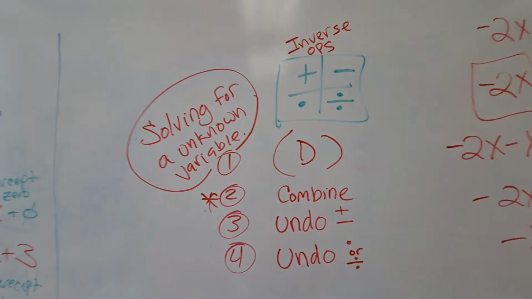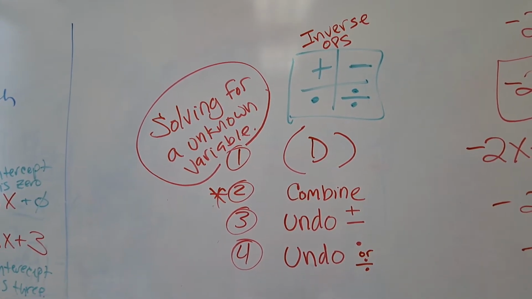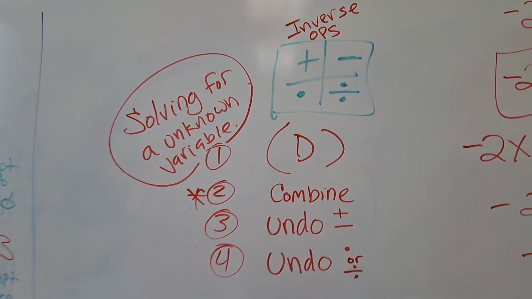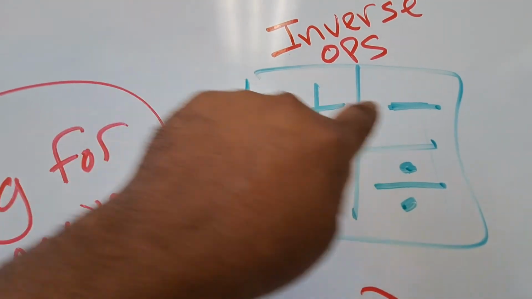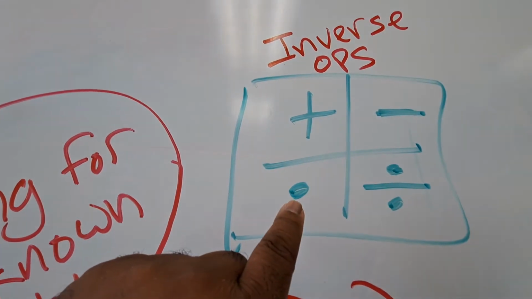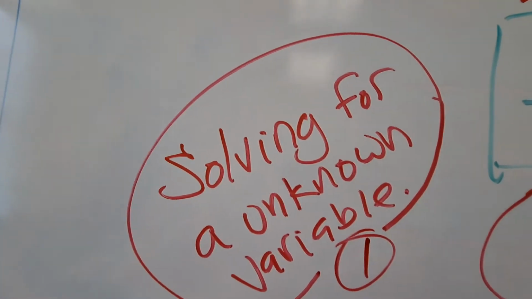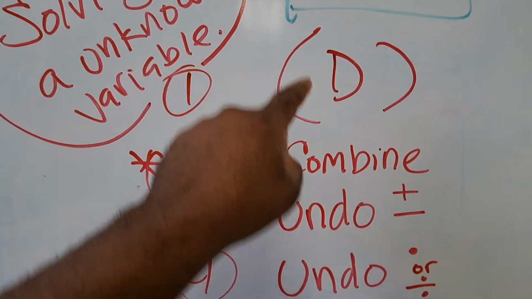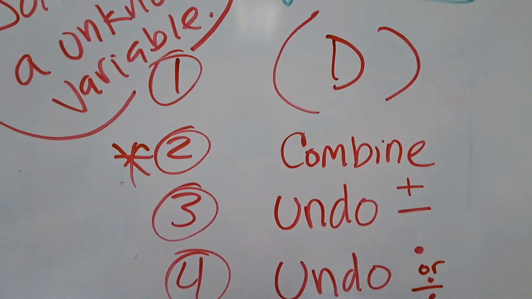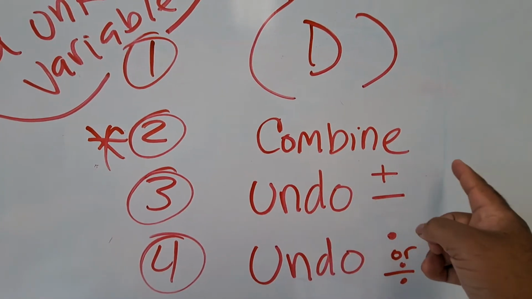We talked about these steps when we're solving for an unknown variable, and we're going to do the inverse operations. So the inverse operations: the opposite of addition is subtraction, and the opposite of multiplication is division. When we're solving for an unknown variable, we're going to follow these steps. This is distribute. So if you see the parentheses and D, that means you're going to distribute. Now we've taught you how to distribute. Then we're going to combine like terms.